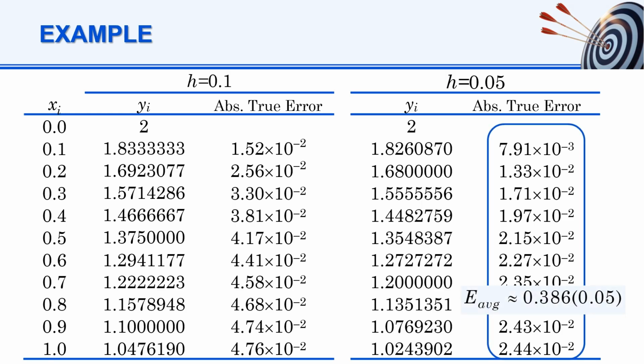Notice that the true errors are also in the order of 10 to the minus 2, with a mean value of 0.0193 for the solution interval, which can be expressed as 0.386 times the interval size, which is just about half of that for the case h equals 0.1 since the implicit method is of first order. That is, the true error is directly proportional to h.